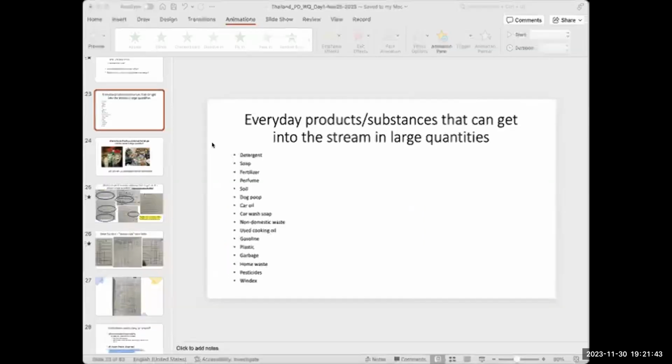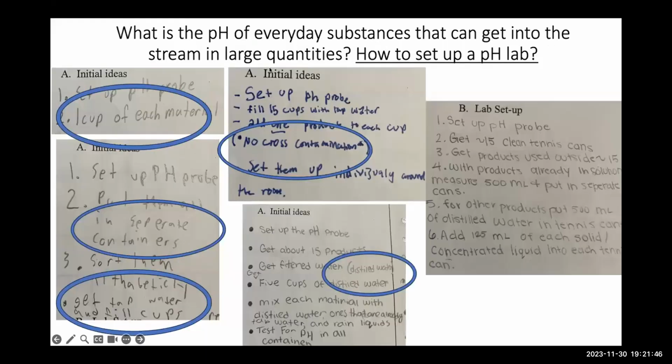And so we end up deciding on this. Together we write, okay, we do want to set up the pH probe. We do want to get 15 containers, and I collect cans. No one said we should make sure they're clean. I said, is this something we should think about? And of course they said, oh yes. So we want to make sure the tennis cans are clean. We're going to get products used outside, about 15. And then the products that are already in solution, and we can talk about that, we're going to measure 500 milliliters and put them in separate cans.